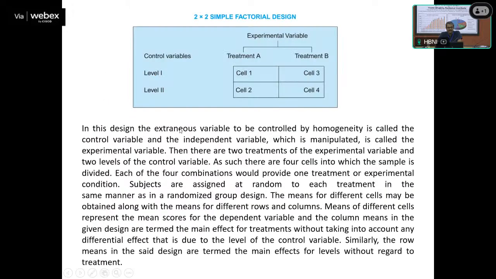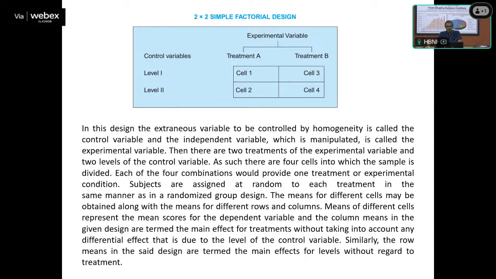This is an example. In this design, the extraneous variable to be controlled by homogeneity is called the control variable. And the independent variable which is manipulated is called the experimental variable. Then there are two treatments of the experimental variable and two levels of control variable. As such, there are four cells, because of two treatments of experimental variable and two levels of control variable. So there are four cells into which the sample is divided. Each of the four combinations would provide one treatment or experimental condition.